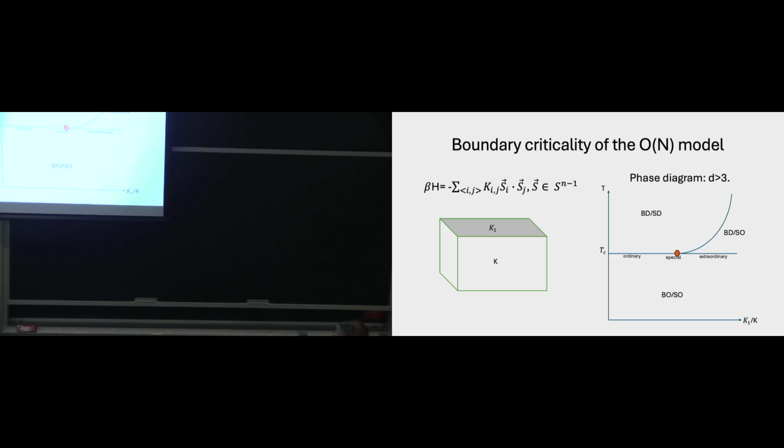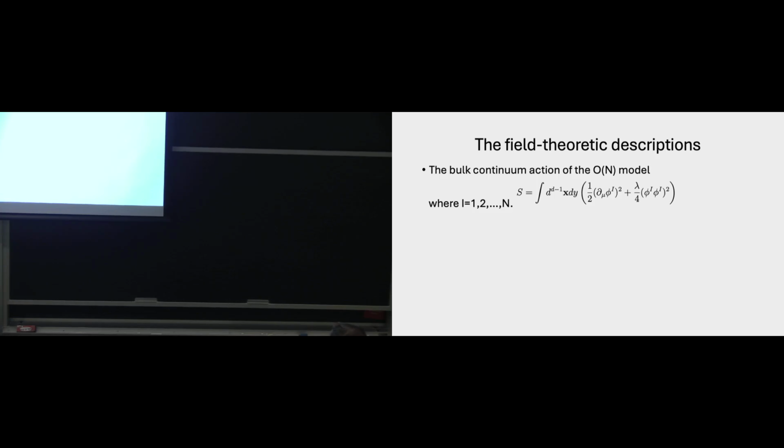O is ordered, D is disordered. And this is for D larger than 3, and it's for any n. There are subtleties when D equals 3. I'll mention that later. These transitions can be described by a quantum field theory at the critical points.